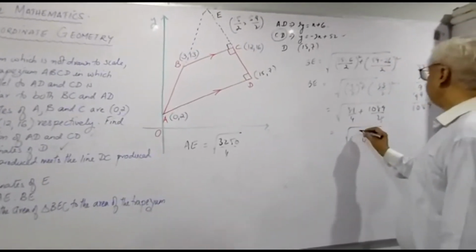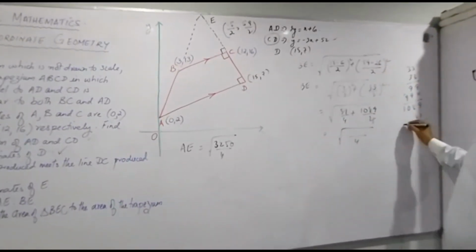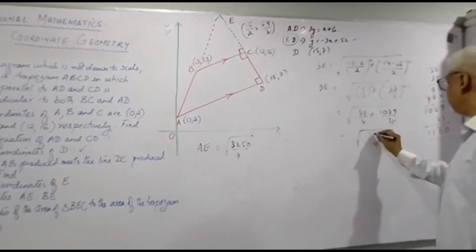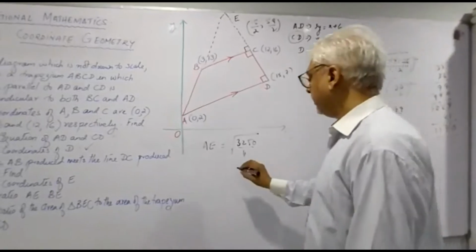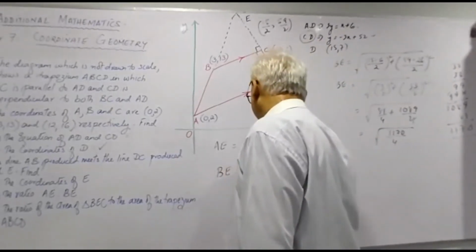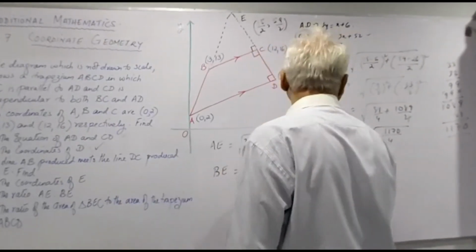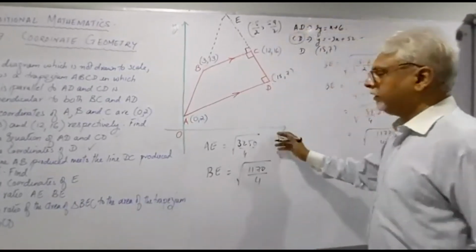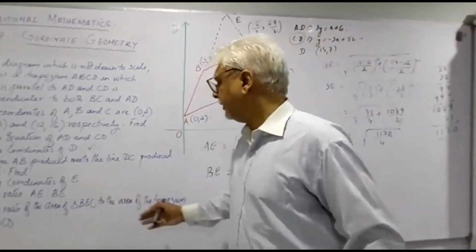So you add 81 to it and you get 1170. So BE is equal to the square root of 1170 upon 4. Now we need to take the ratio of AE is to BE.